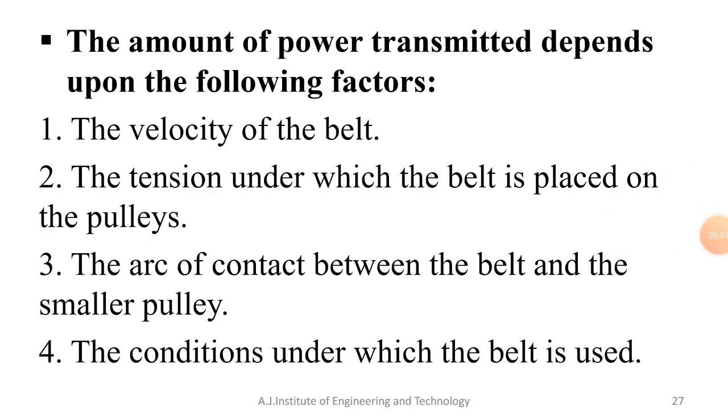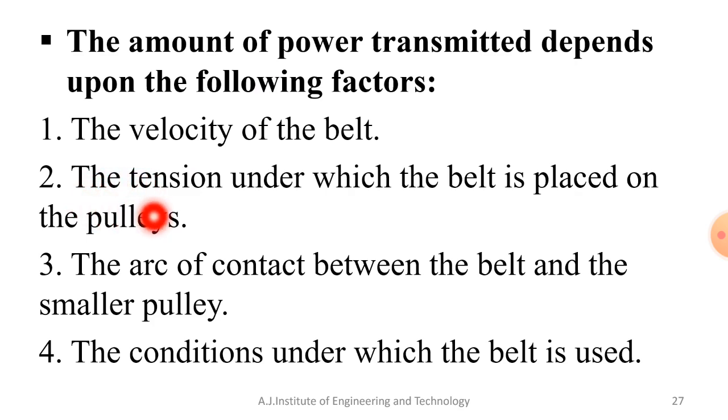Now coming to the next point: the amount of power transmitted depends upon the following factors. Whatever amount of power is transmitted from one shaft to another depends on these important factors, and only then can you transmit power effectively. The first one is the velocity of the belt. The velocity of the belt is very important. It should be very high, and then only the power transmitted is also very high.